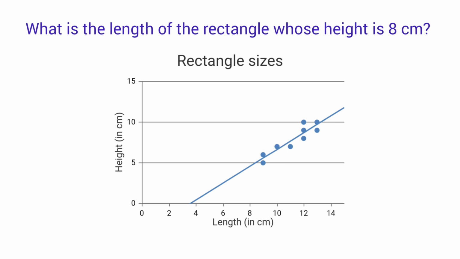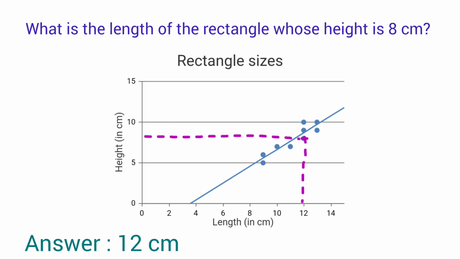What is the length of the rectangle whose height is 8 centimeters? This question is very similar to the previous question. This time, we first locate the point corresponding to 8 centimeters on the height axis, which is the vertical axis. Then we note that the length value or the x value of this point is 12 centimeters. So, our answer is 12 centimeters.